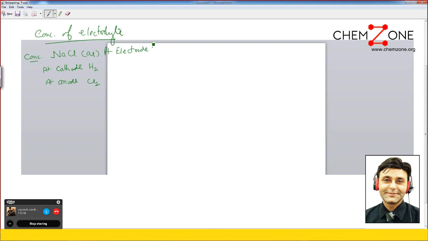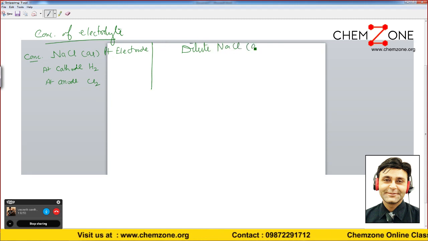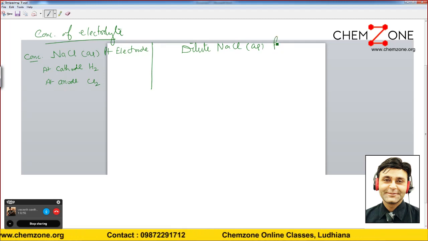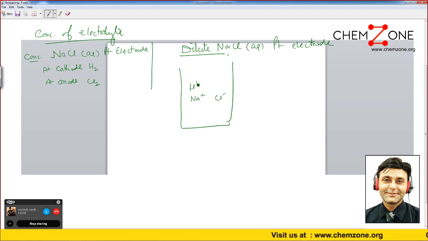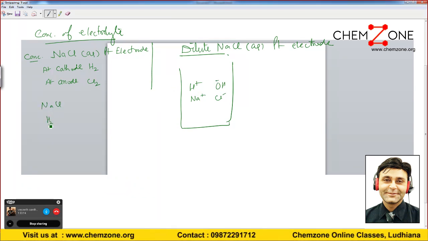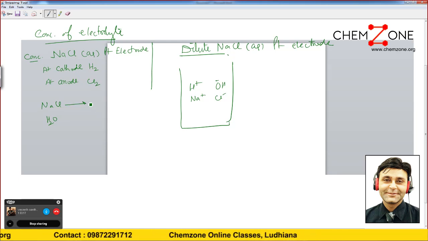And now what we do is dilute it. Dilute NaCl, aqueous, using platinum electrode. If I dilute it, dilute means we are adding more water. We now have excess water here. We have NaCl and we have water, but water is in more quantity. So it produces Na positive, Cl negative, and it gives H positive and OH negative ions.